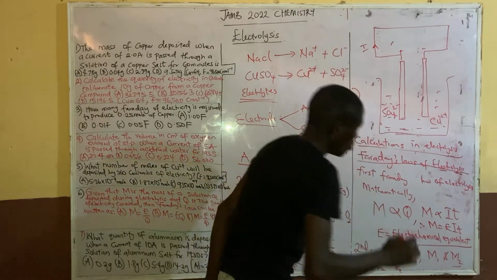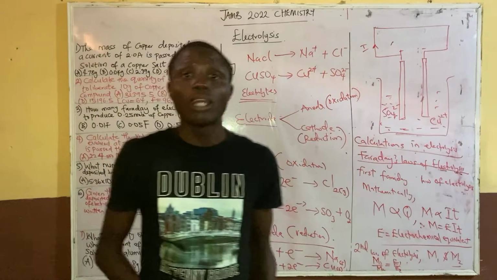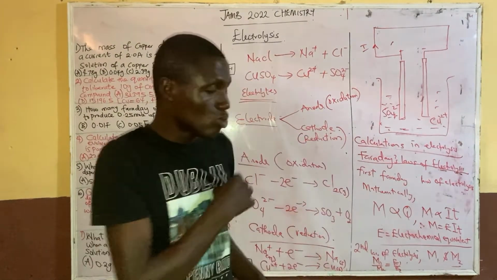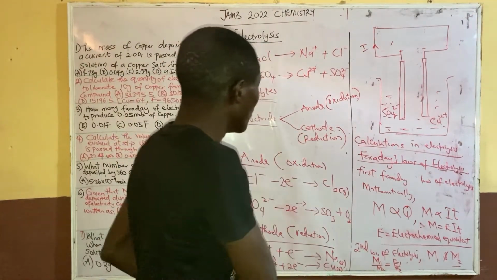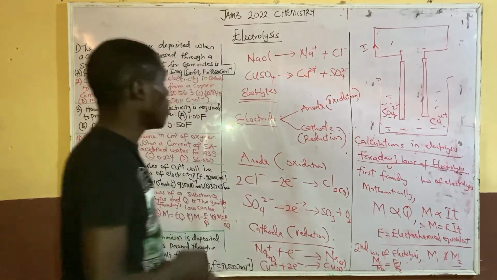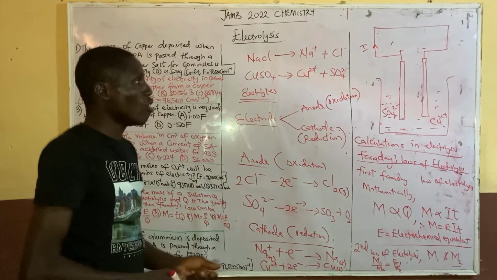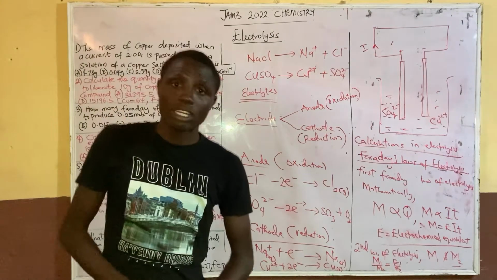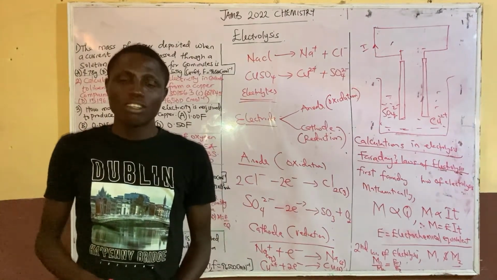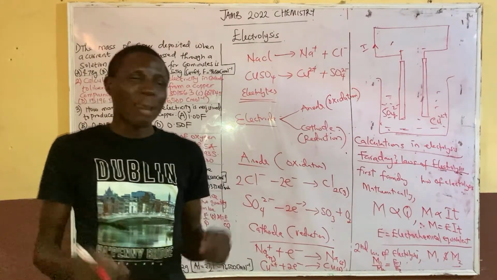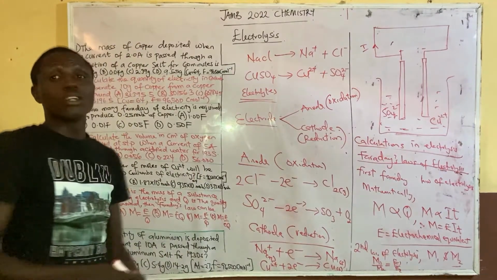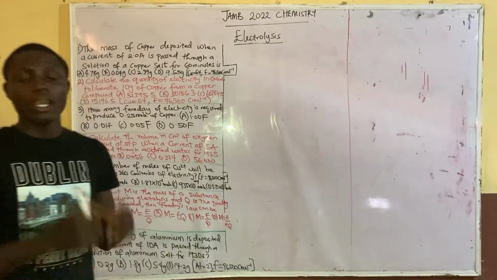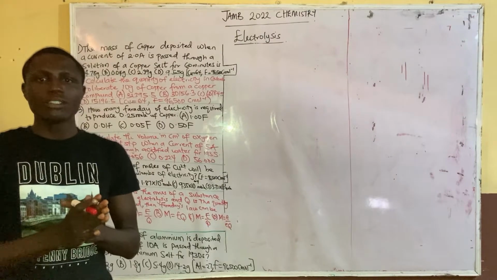So M1 over M2 is equal to E1 over E2. So that's that. This is a summary of the theoretical aspect of electrolysis. Now let's go into the past questions, under JAMB. Here are some JAMB questions on electrolysis.